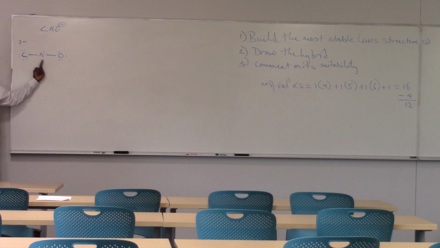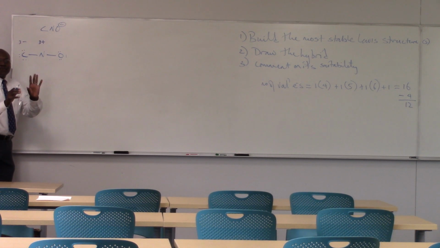What about the N? It's got 1 electron in this bond, 1 electron in that bond, that's 2 valence electrons. It's a group 5 element, so you're missing 3 electrons, hence a 3 plus charge. I got lost there for a second.